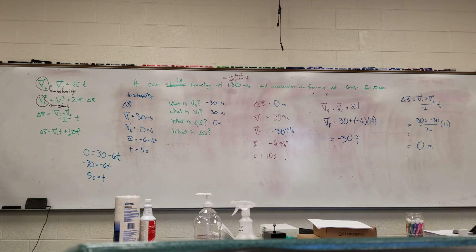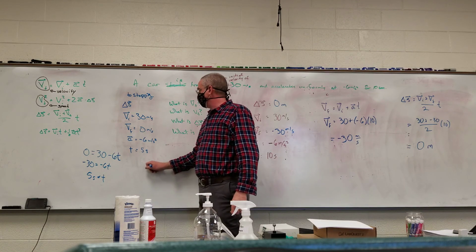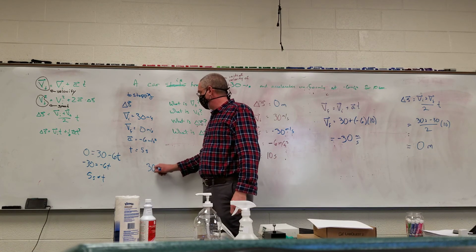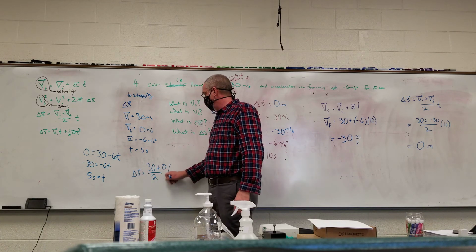Which equation would I use? You can use the third one. Okay. So that becomes 30 plus 0, so it's my displacement, over 2 times 5.